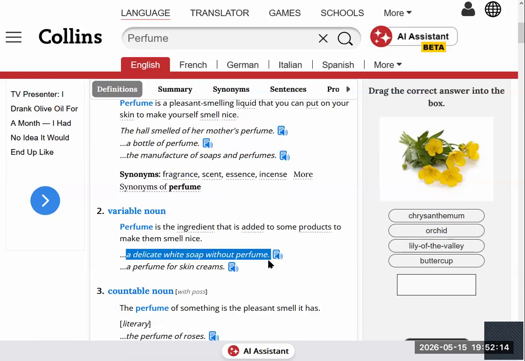So a half sentence here, as an example, it says, a delicate white soap without perfume. That's the word perfume, of course. We're talking about fragrant, aren't we, really? Okay, fragrant. Okay, back again.